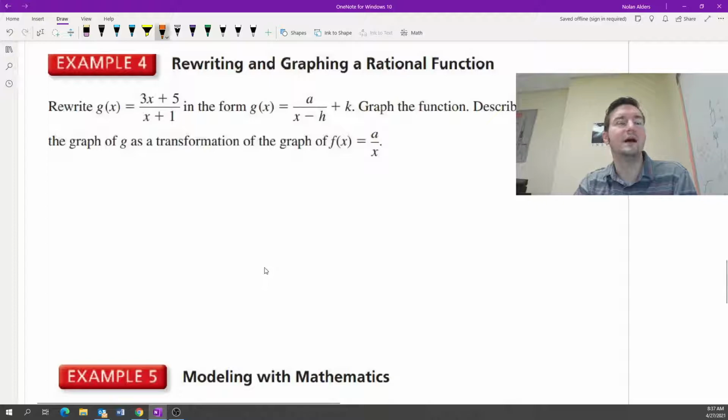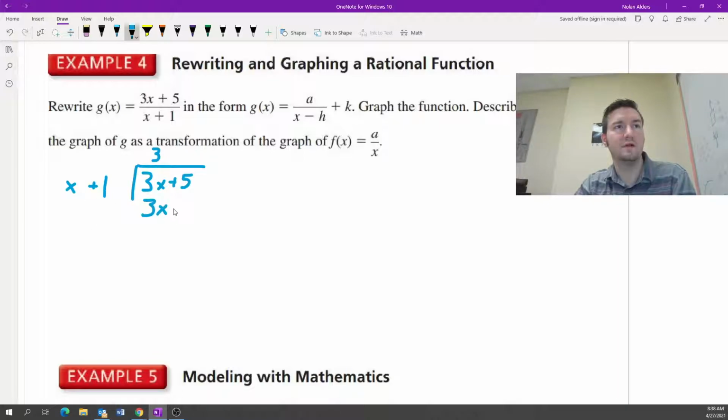All right. Now, for this last part, rewriting and graphing a rational function. So if they tell you to rewrite a function like this in this form, this is how you can do this. You're going to have to do some long division here. So 3x plus 5, and we are dividing by x plus 1. X plus 1. So what times x gives me 3x? And we know that's a 3. So 3 times x is 3x. 3 times 1 is 3.